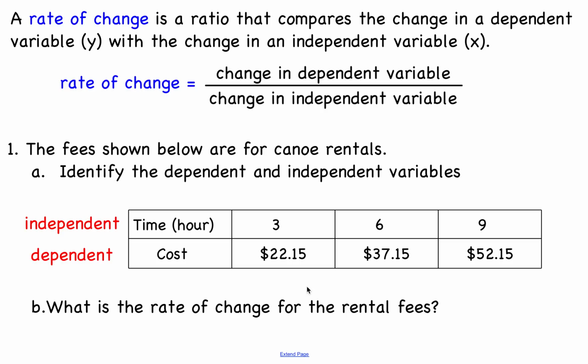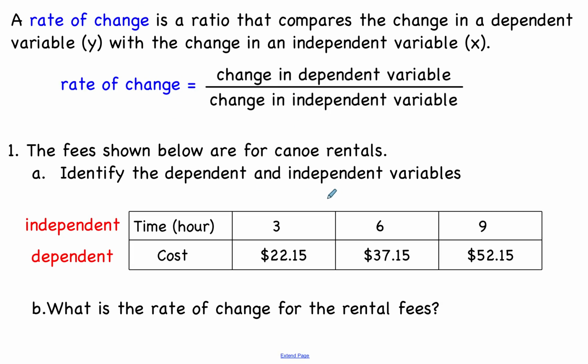So when we want to find the rate of change for the rental fees, we need to find what that change is for each of these variables. When we look at the time, we're going from 3 hours to 6 hours, and then from 6 hours to 9 hours. So each of these is going up by 3. So the amount of change in our independent variable is 3.